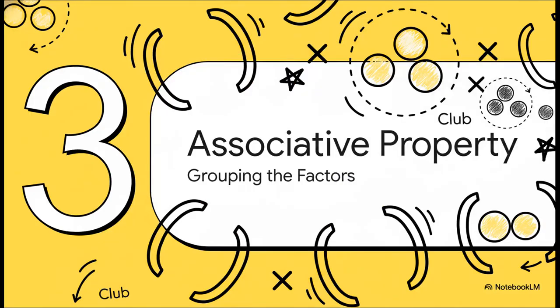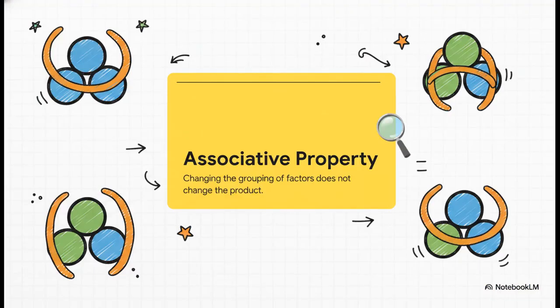Section 3. Associative Property. Grouping the factors. So, while the commutative property was all about swapping places, the associative property focuses on the power of parentheses and how our friendly numbers really like to form little clubs. Khan Academy defines the associative property by stating, changing the grouping of factors does not change the product. This basically tells us that no matter how we group the numbers together to multiply them first, the end result stays exactly the same. You can think of parentheses in math like big hugs. They tell you, hey, do the math inside here first. But with multiplication, it literally doesn't matter who hugs who first.